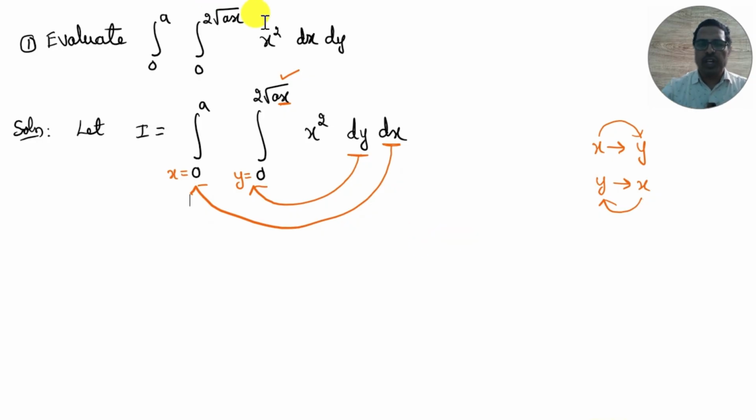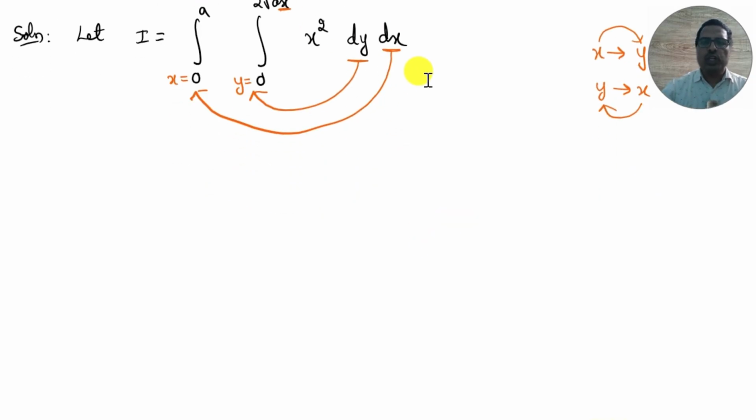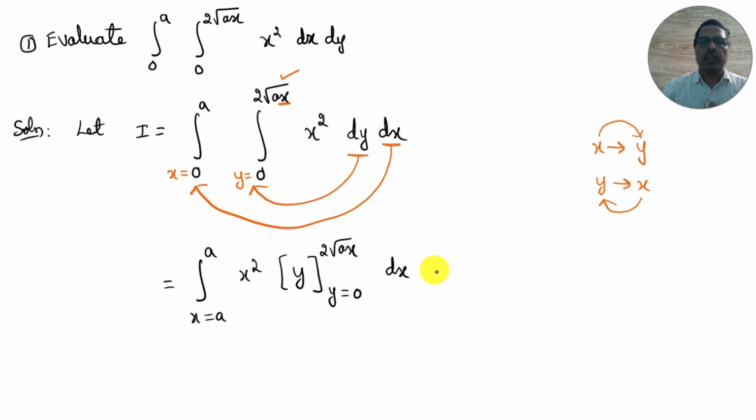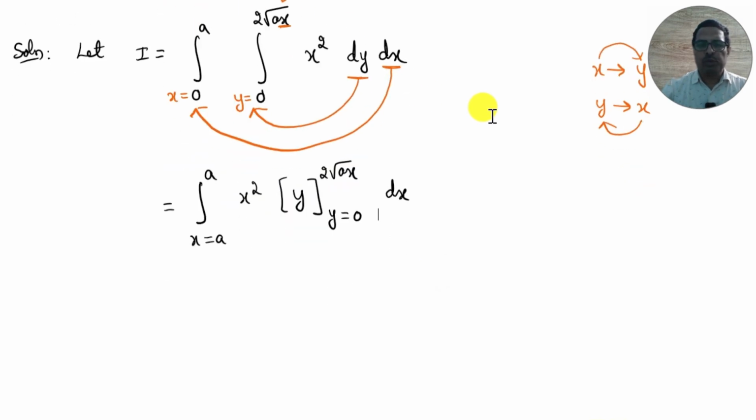So now let us try to integrate it. First, I'll integrate with respect to the inner derivative dy. So we have integral x is equal to 0 to a. Since we are integrating with respect to y, this x square will remain constant. You just have the integral of dy, which will be y, with limits y is equal to 0 to 2 root ax, into dx. So integration with respect to y is over.